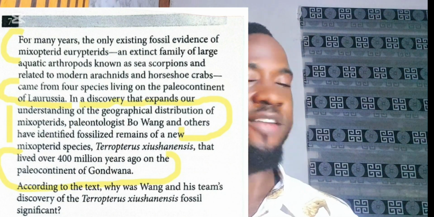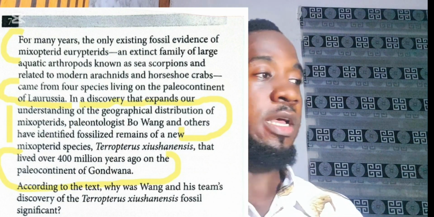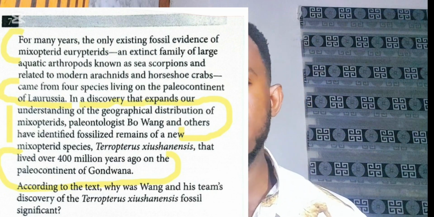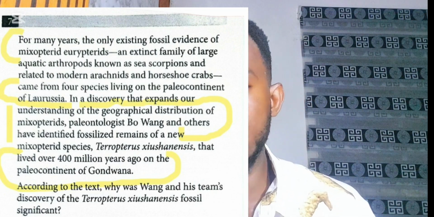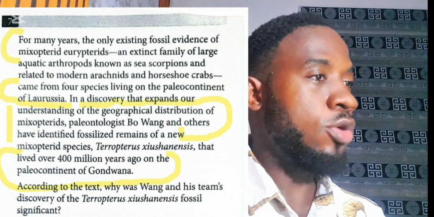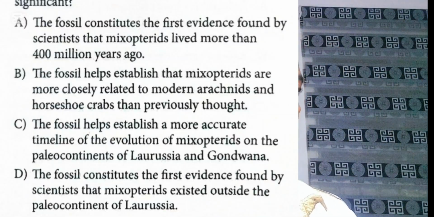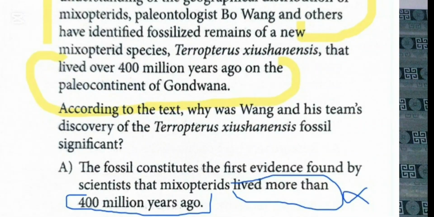So now that we have our answer, it simply says this study is significant. Why? Because it has expanded understanding about the location of this particular species. Now moving on to the options. Option A gives us: the fossil constitutes the first evidence found that Mixopteris lived more than known. The number of years Mixopteris have existed is not the point of the text. That is not the point of the question.